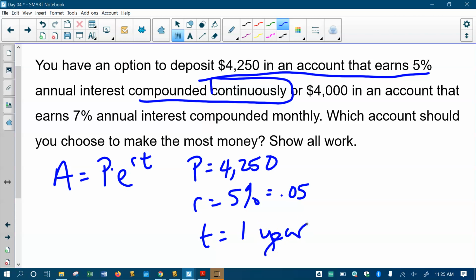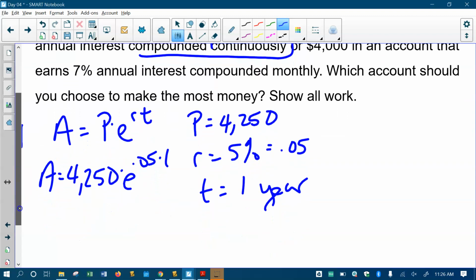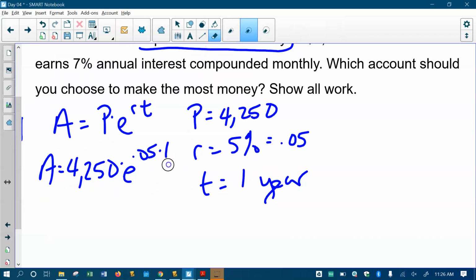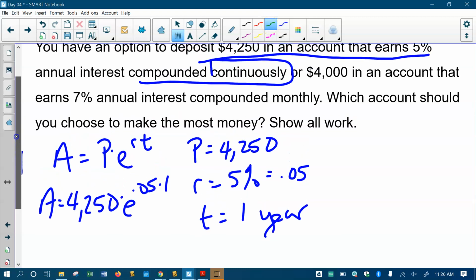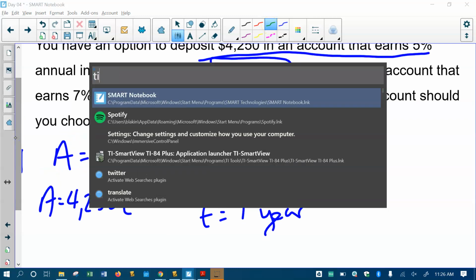Let's go and plug in our numbers here. In blue, we get A is equal to 4,250 times e to the 0.05 times 1. And then for the other one, you'll just get a number here, and I'll do that in a second. For the other one, please pause the video and try to do that one on your own.